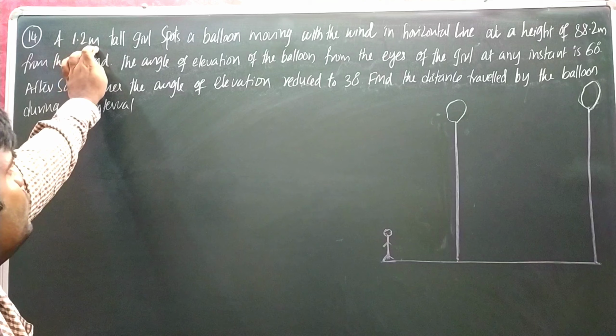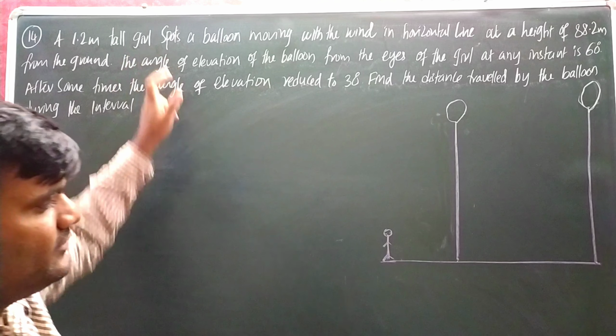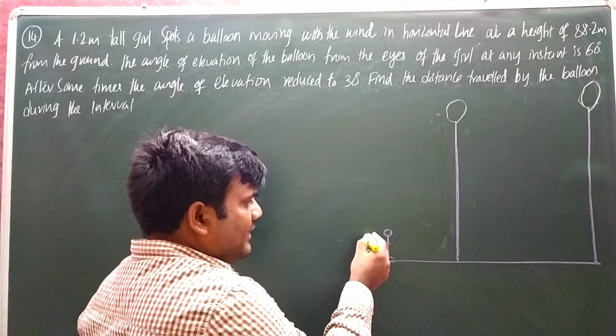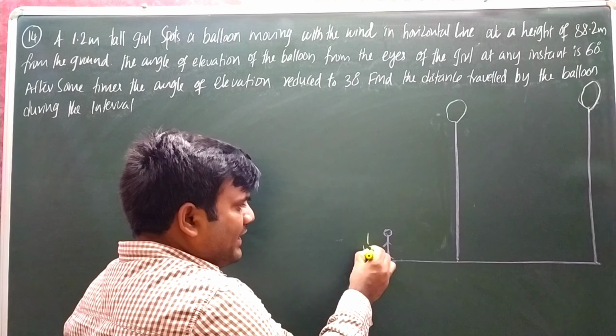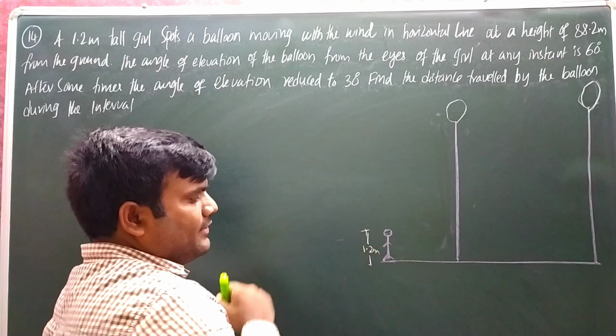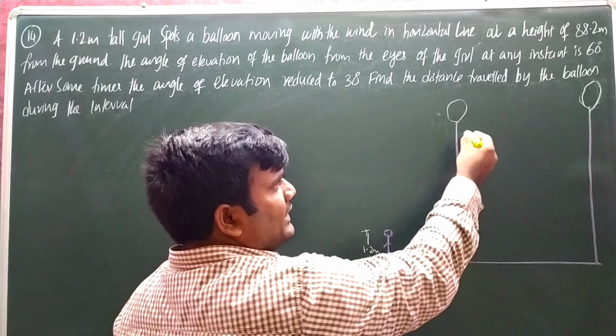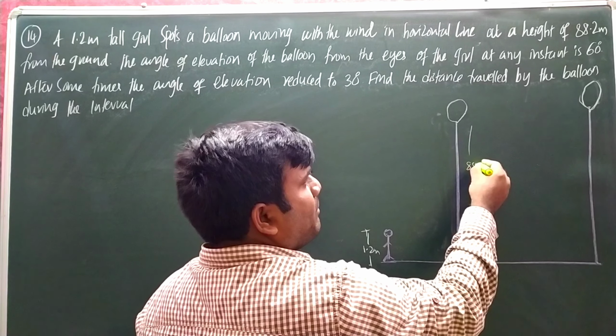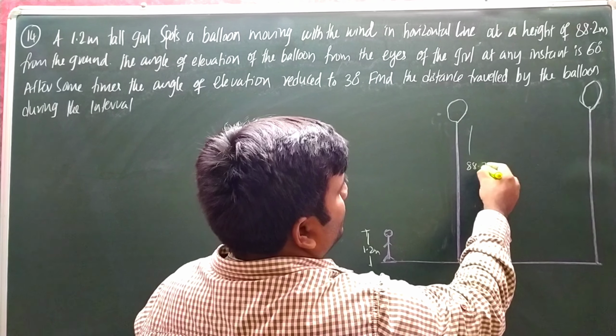Question number 14. A 1.2 meters tall girl. Here, one girl's height is 1.2 meters. The girl spots a balloon moving with the wind in a horizontal line at a height of 88.2 meters. So this is the balloon. The height of the balloon from the ground is 88.2 meters.